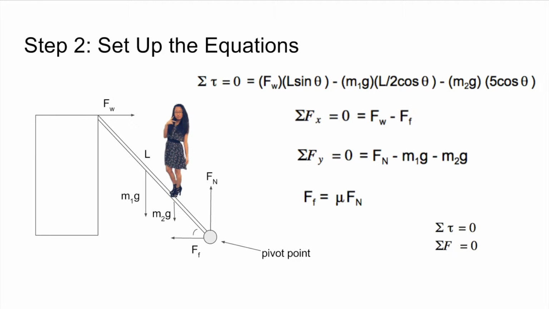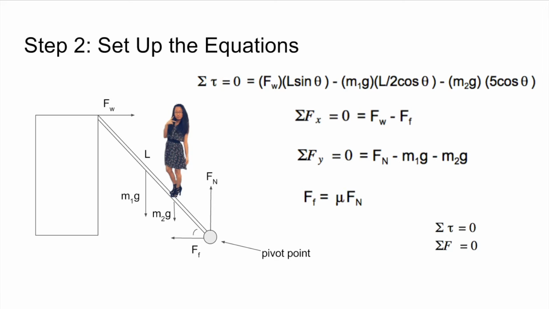The second step is setting up all the equations needed to solve for the coefficient of friction. We don't have to worry about the frictional force because it's acting from the pivot point, so the distance is 0. We can first set torque to 0 to find the force of work done on the ladder by the wall. Then we know that the force of work equals the force of friction because those are the only two horizontal forces in the system and are opposite to each other.